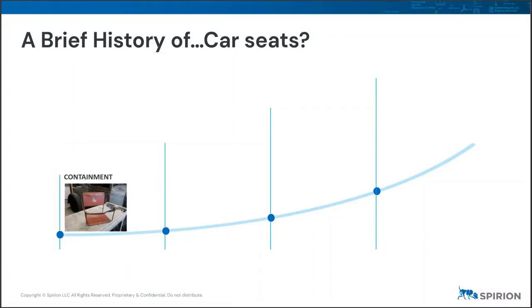When we look at the first car seats that were for children in automobiles, their main purpose, if you look at that seat there, it's a little small in the corner there, but it doesn't look like a very safe device. Its entire purpose was containment. It was making sure that the child wasn't running all over the car and crawling all over the place.